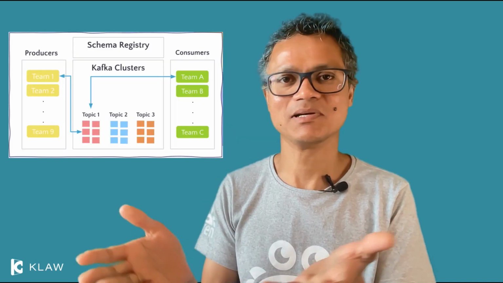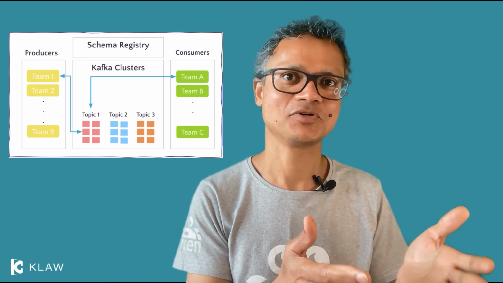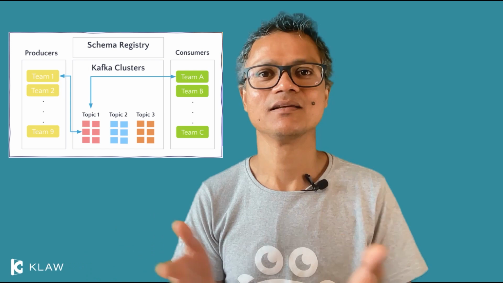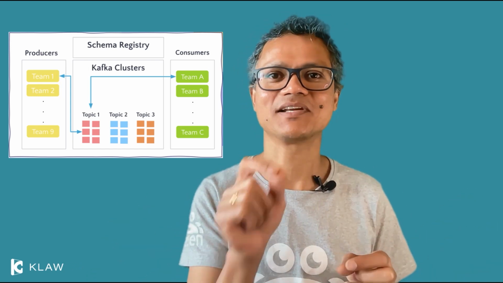And here we are seeing a typical Kafka environment. It has a schema registry, it has topics, and there you are seeing producer teams and also the consumer teams trying to access the topics. Now let's see some of the problems in detail. Let's take the use case of creating a topic.